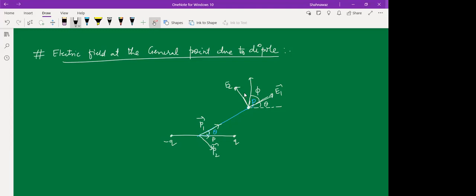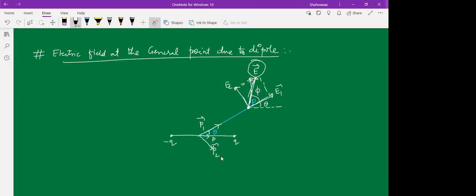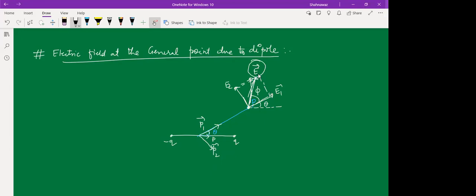So the net electric field would be the resultant of these electric fields. This is the E I need to calculate. Understood? Can you explain once again how we got the direction of the electric field? How did I get the direction of this E? Electric fields E1 and E2.